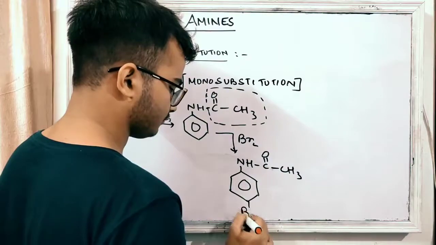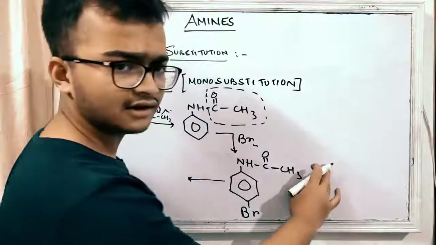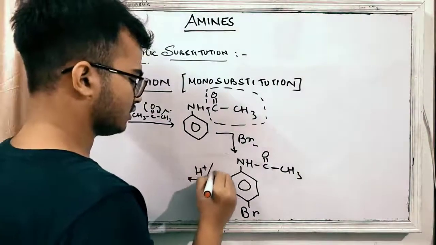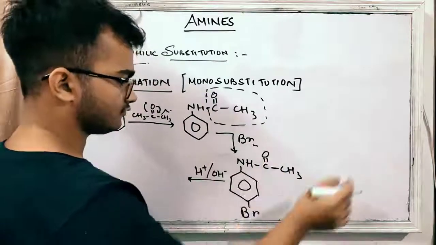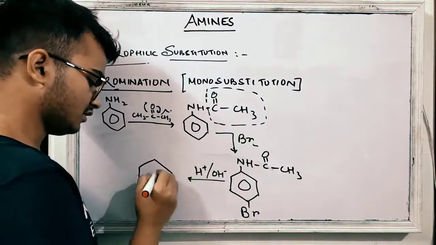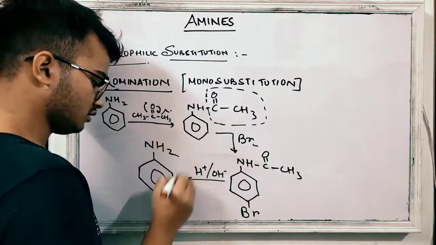You get bromination. Now, my purpose was monosubstitution, that means I have to remove this alkyl group. So, if you perform hydrolysis here with H plus or OH minus, then this part will get removed and you get the aniline back. So, this is parabromo aniline, I am sorry, not meta. This is NH2 and here is aniline.